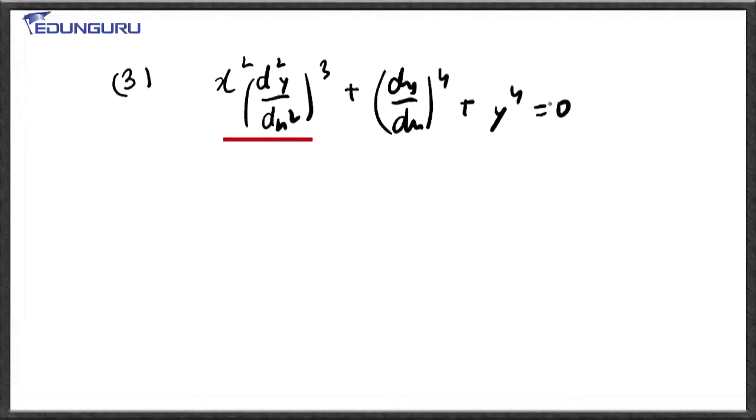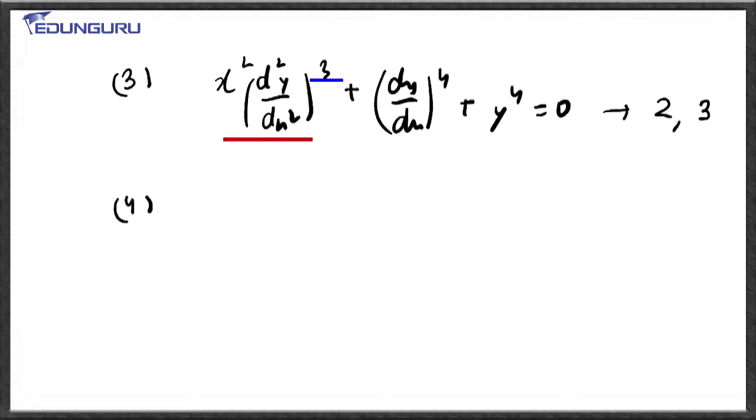I see that d2y/dx2 is the highest order derivative term, so my order is 2. Look for the degree, there are no radical signs. dy/dx occurs with power 4, but d2y/dx2 occurs with power 3, so I say the degree is 3. The given differential equation is of order 2 and degree 3.